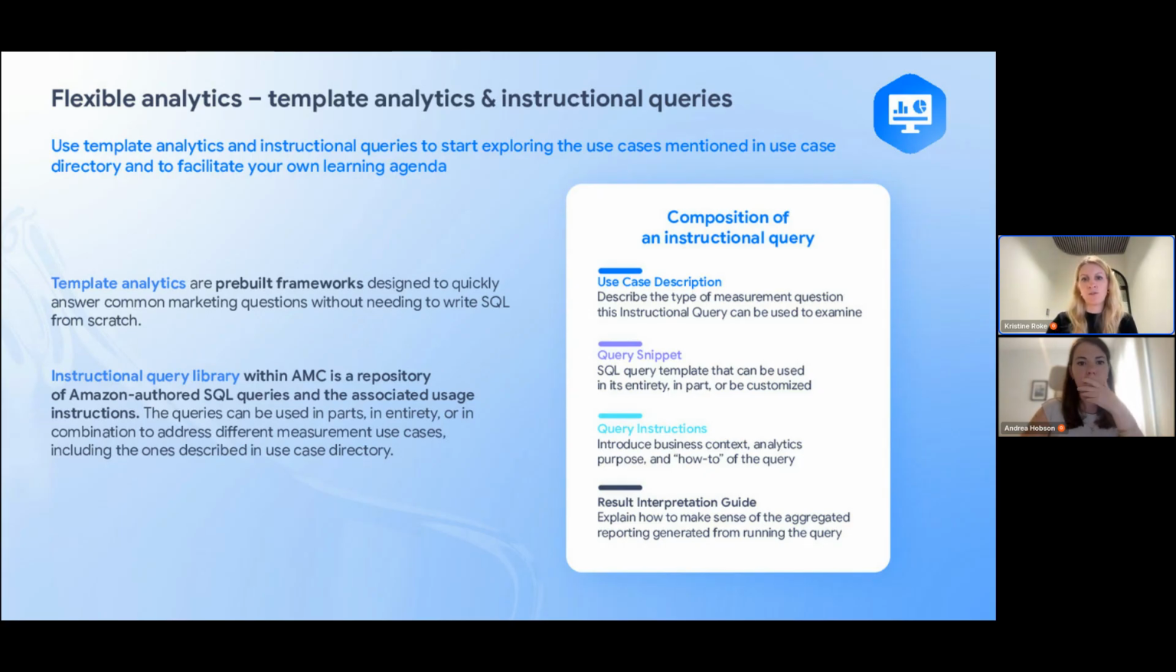So with these two approaches, AMC covers both ends of the needs. You can use the template analytics for speed, ease, and standardized reporting. And you can also use the instructional queries for deeper, advanced custom analysis. So this combination lets you move quickly when you need standard insights, and also dive deep when you want to uncover something unique about your brand performance.